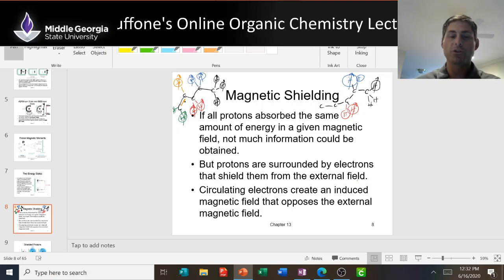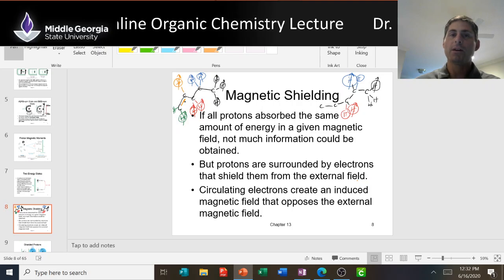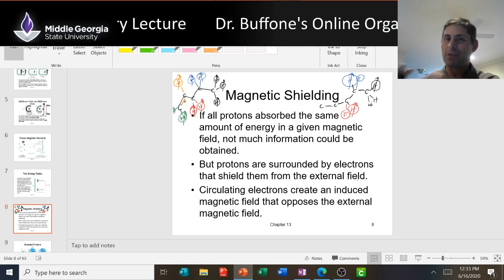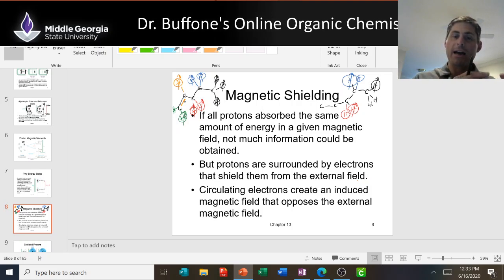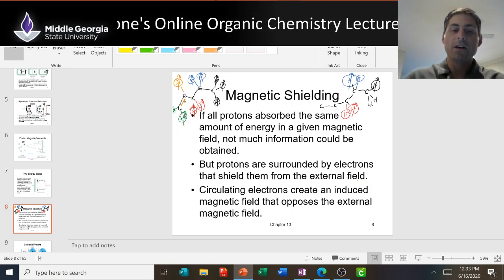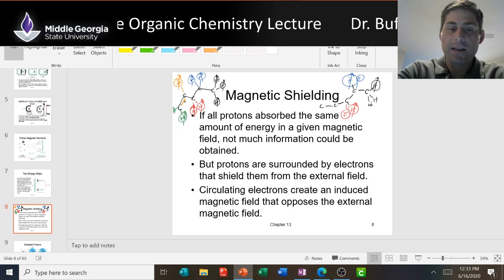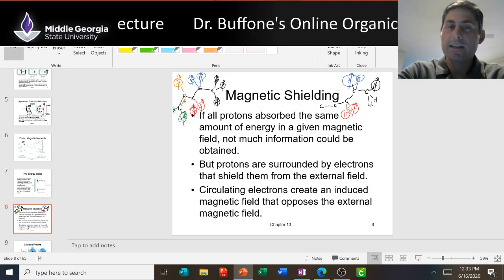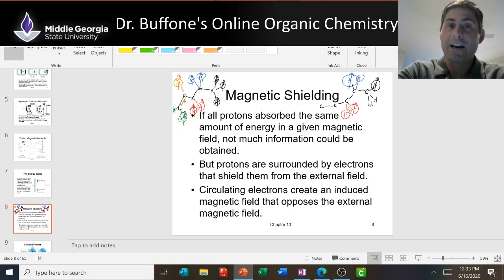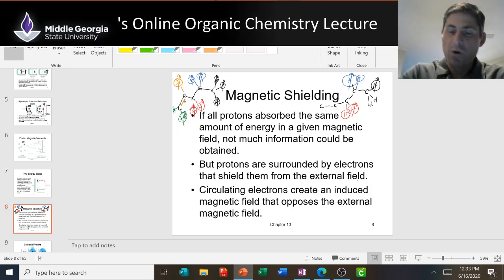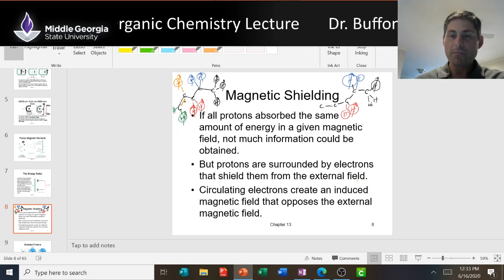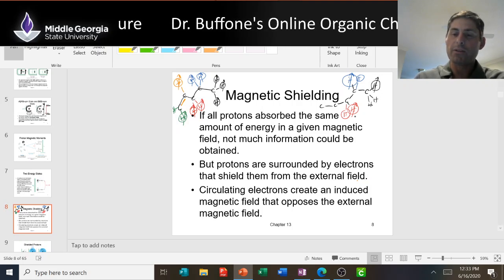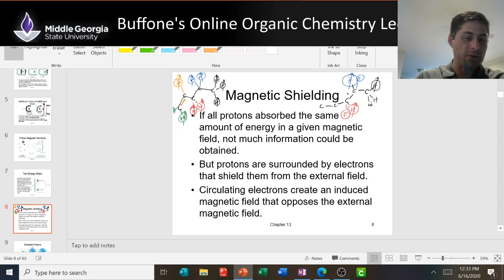In my NMR spectrum, I can tell whether I have alkyl-like hydrogens, alkane-like hydrogens. I can also tell whether I have alkene-like hydrogens on a carbon-carbon double bond, or hydrogens on a carbon-carbon triple bond. I can tell whether those hydrogens are on an aromatic ring, and we'll go over all of those. So it's really interesting with this shielding that you would get these different types of signals.